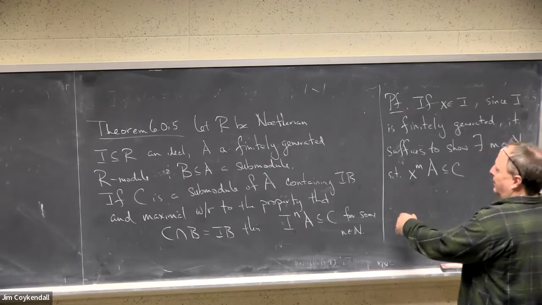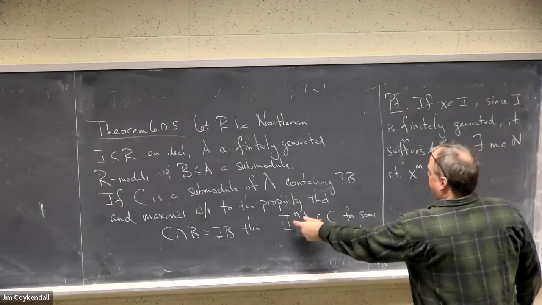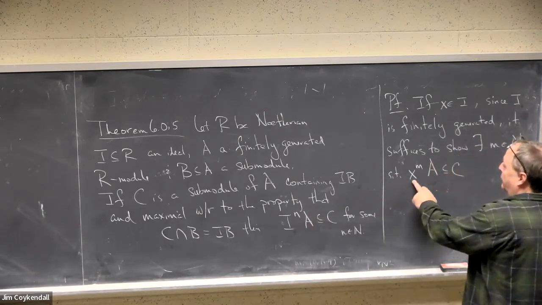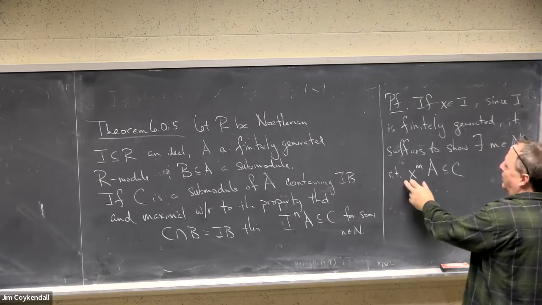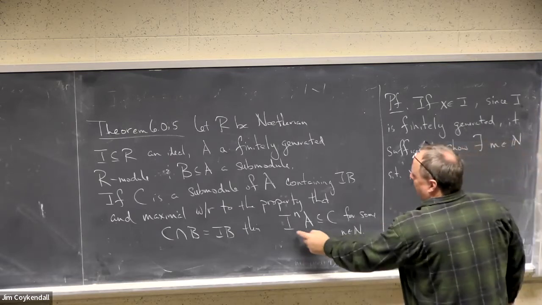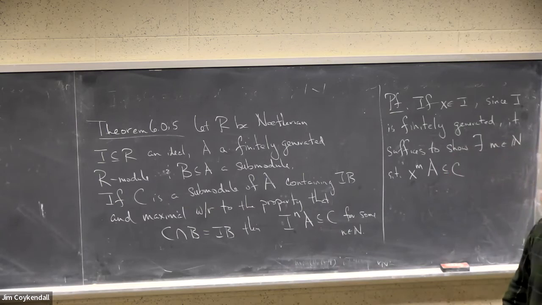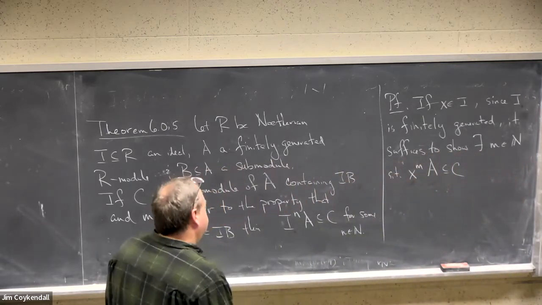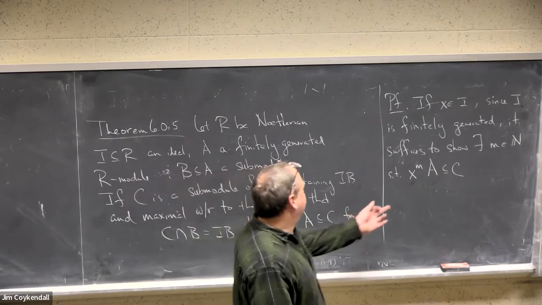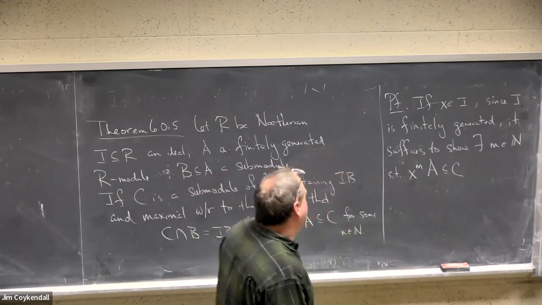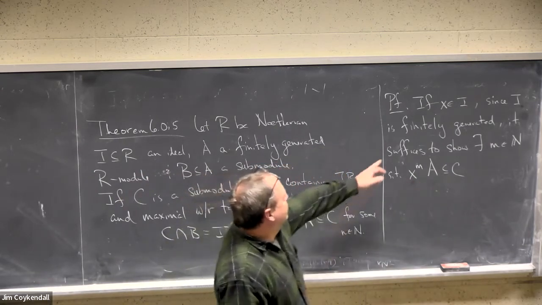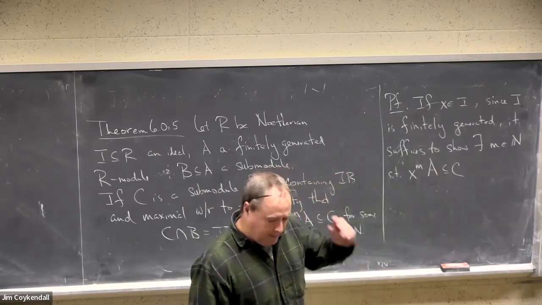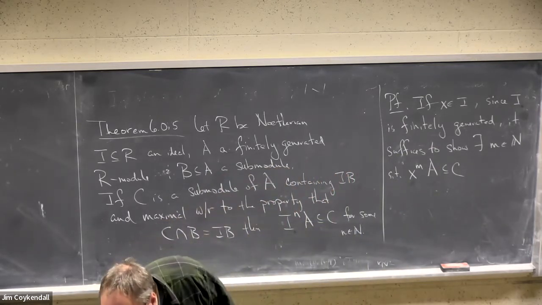So for example, if n is this universal maximal one that we have here, then certainly I to the n times A will be contained in C, right? Because anything in there will be a big enough power of any generator times A is in C, and since this is true for all generators, we've got that taken care of.